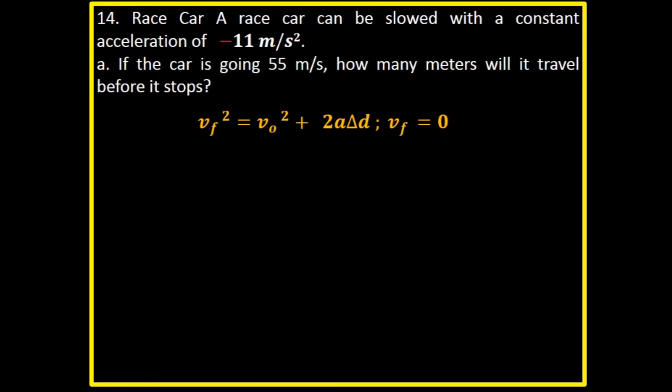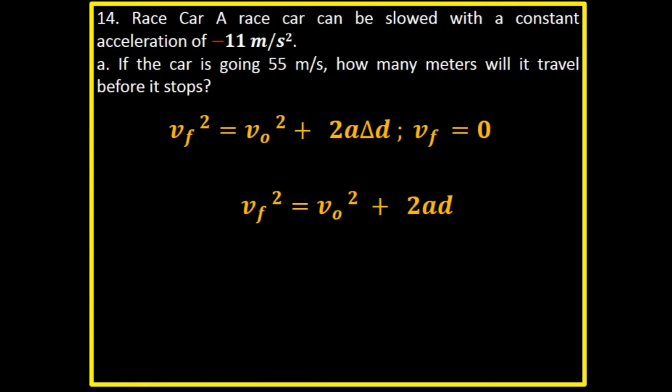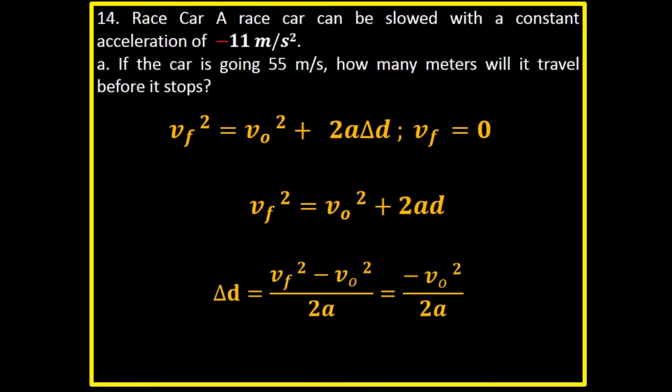Okay. Vf squared equals V naught squared plus 2AD. Vf is 0. I'm repeating the problem again. Vf squared equals V naught squared plus 2AD. Solve through.